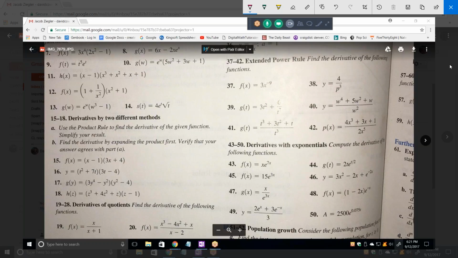Number 11. What are we going to do here? I guess power rule again. Yeah, again, you have a choice. You can multiply this binomial times this quartic, rather, and then you're going to have a 5-term polynomial that you could just apply the power rule to quickly. But again, let's practice the product rule here. So what's h prime equal to?